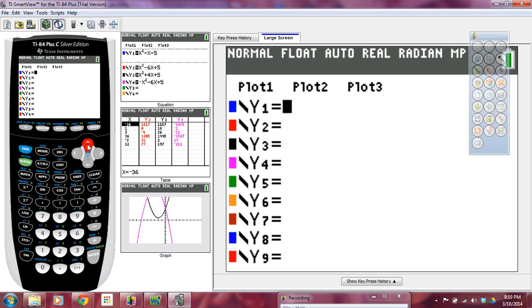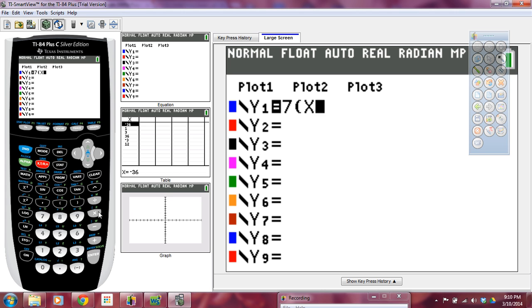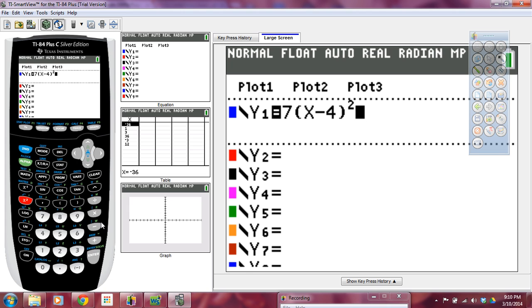So I'm going to go back up to my y1. And I'm going to put that in just like it looks. So 7, then a parenthesis, x minus 4, parentheses squared. Then I'm going to tack on minus 9. Okay? So put that in your calculator. And then go ahead and turn your page. Because I got to turn my page, so I know you guys have to turn your page. And then I'm going to look.